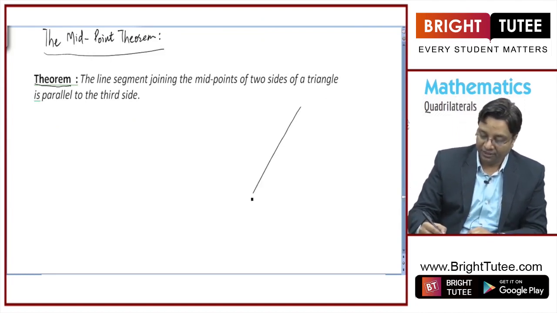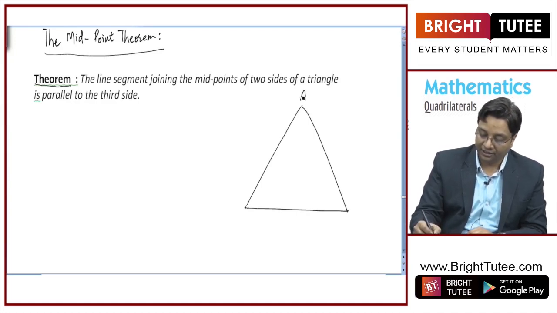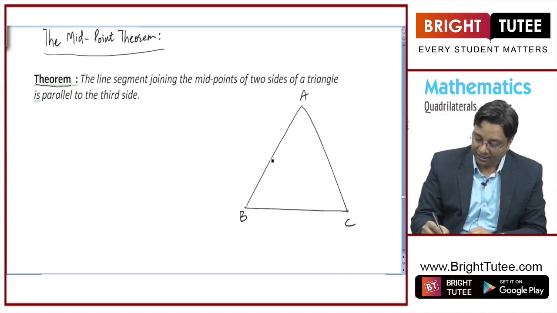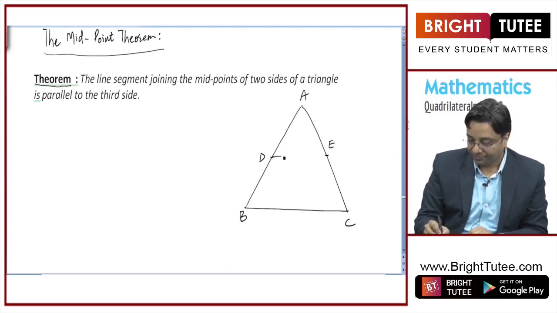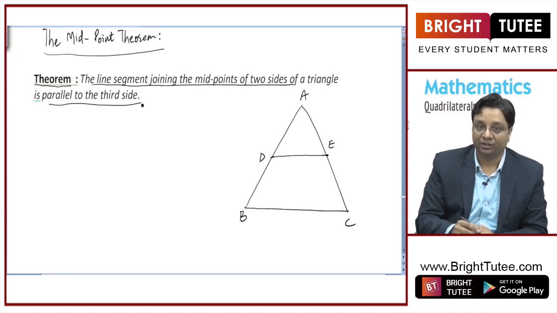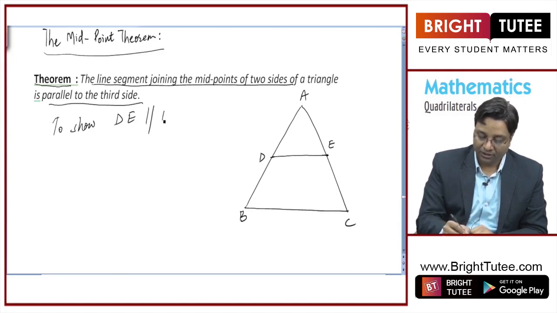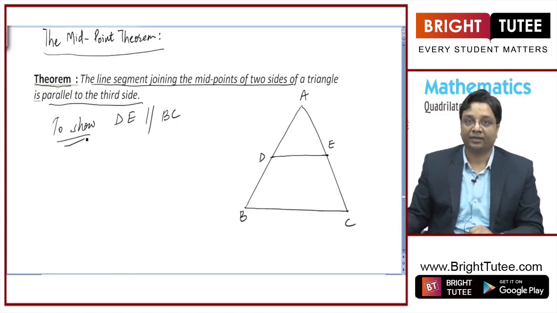So for example, if we have got this triangle here, let us say this is triangle ABC, and let D be the midpoint of AB, and let E be the midpoint of AC. If I join these two midpoints, this line segment DE, the line segment joining the midpoints of two sides, is parallel to the third side. So we will show that line segment DE is parallel to side BC, right?